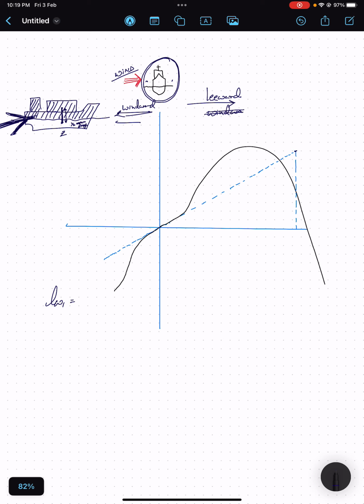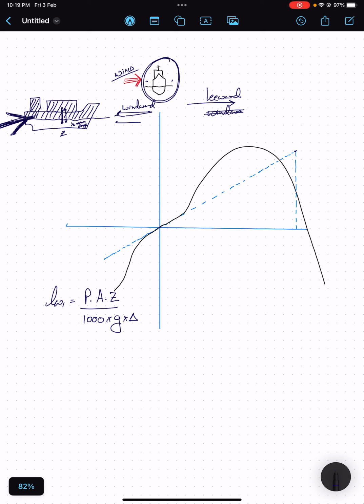LW1 has a formula: P into A into Z divided by 1000 into G into displacement. LW1 is the wind heeling lever. One property of the wind heeling lever is that it is always constant at all angles of inclination. So if you plot it on the graph, it's going to come as a straight line. We'll see it.